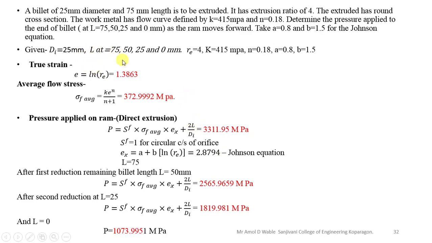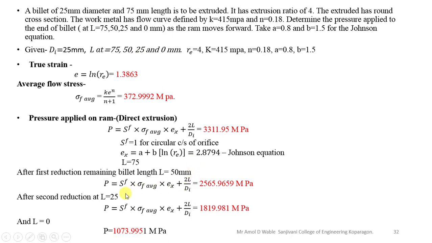So this is the first condition. When L is 75, what will be the pressure? Di will be what? The area is pi by 4 Di square. Initial diameter is 25. So find out the values. It comes to 3311.95 megapascal. So this is the pressure when L is 75. Now what will be the pressure when L is 50? In the same equation, put the value of L as 50 and find out the answer. So it comes to 2565.9659.